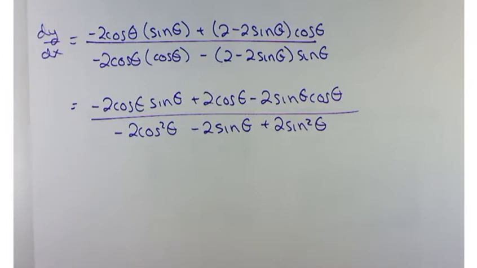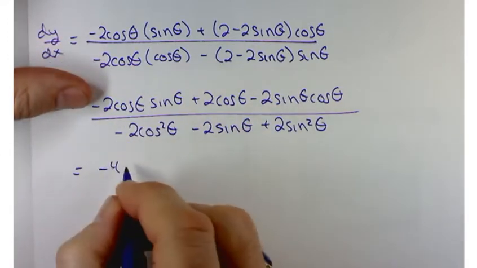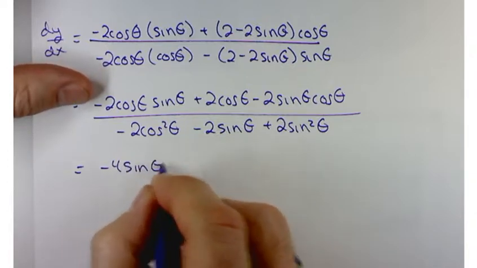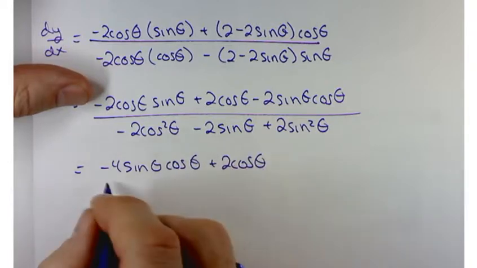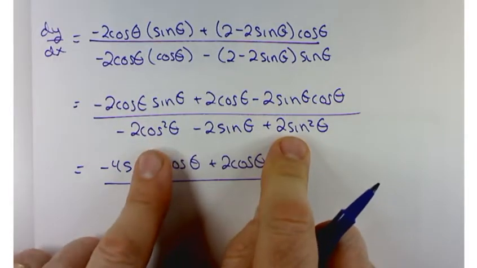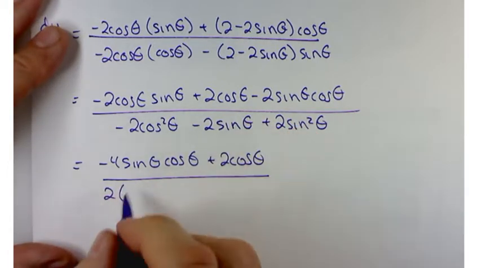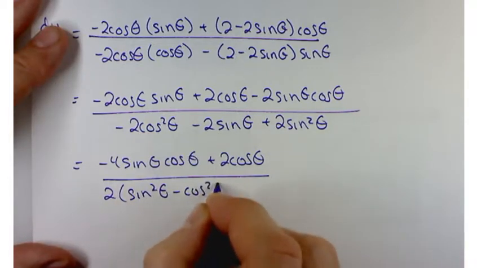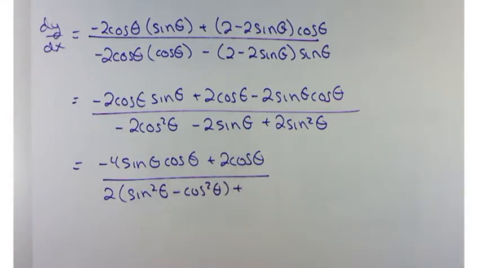Again, we're going to clean this up a little bit. So these two terms are the same. They're like terms, I should say. So let's write that as minus 4 times sine of theta cosine of theta plus 2 cosine of theta. In the denominator, I'll put these two terms together as 2 times sine squared of theta minus cosine squared of theta. And I should have one more term left. It's a minus 2 sine of theta. I haven't used that one yet.